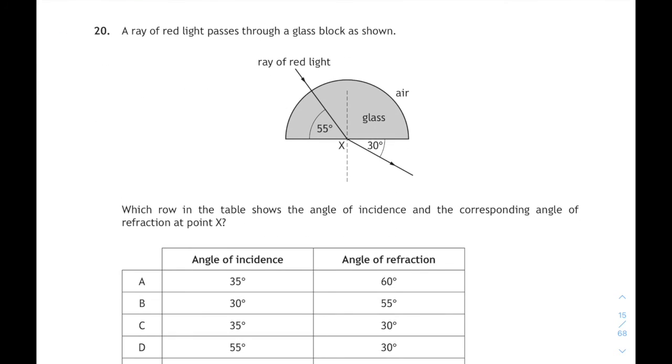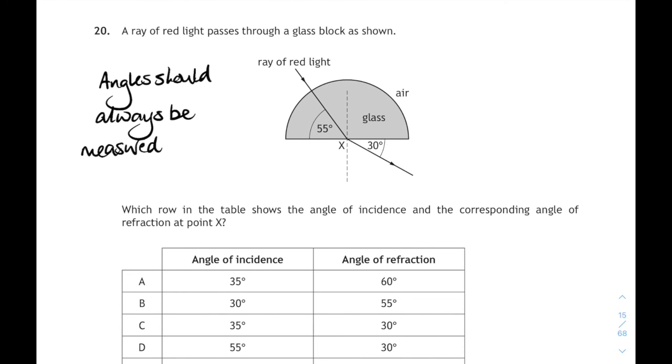Question 20. This is a ray of light passing through a glass block. And the first thing to notice from this diagram is that the angles should always be measured relative to the normal. These angles aren't, so we need to fill in. The angle to the normal is 60 in air and 35 in the glass.